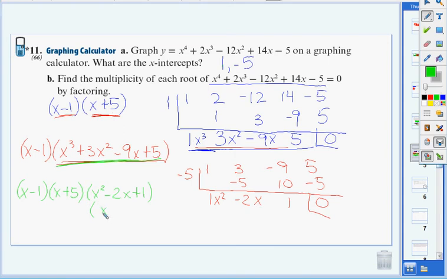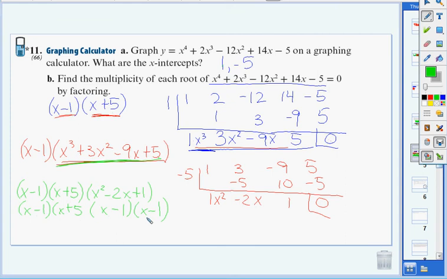So now from here, you should be able to see that you can just factor normally. This is x plus 1, x, so that'd be x minus 1. This is a perfect square trinomial. Do you see that? So here we have x minus 1 and we have x plus 5. Look at that. X minus 1, x minus 1, x minus 1. It happens 3 times. So find the multiplicity of each root.